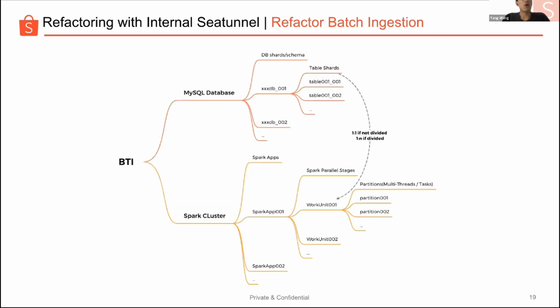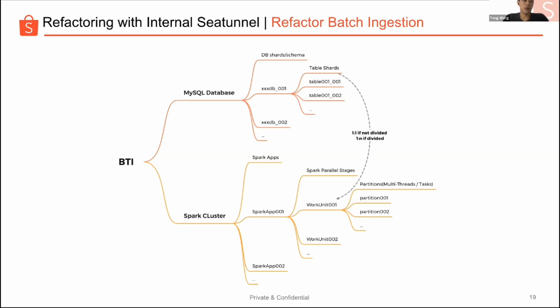What does the original batch ingestion have to deal with? It has to support sharding tables, sharding databases, and even sharding hosts. So we need multiple Spark jobs to run it. Each Spark job is in charge of one physical database, and each stage inside the job is in charge of one physical table. We call it a work unit.